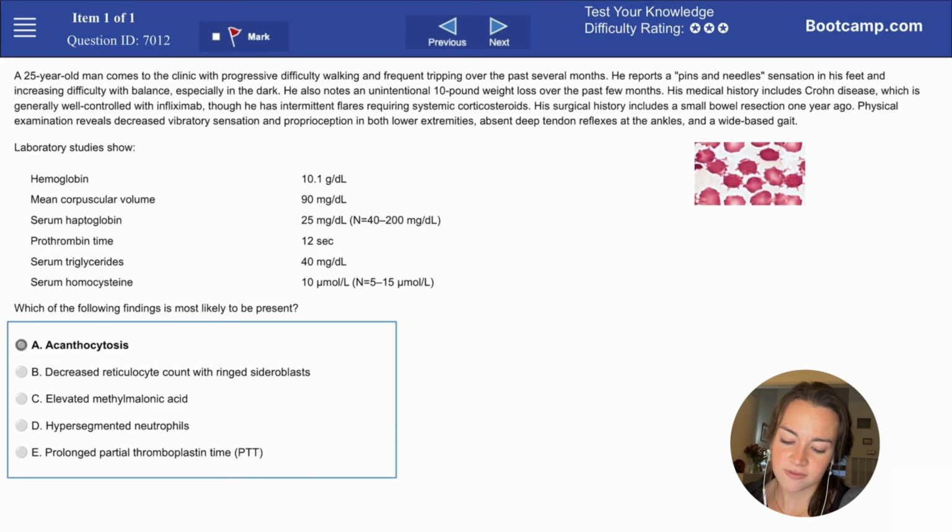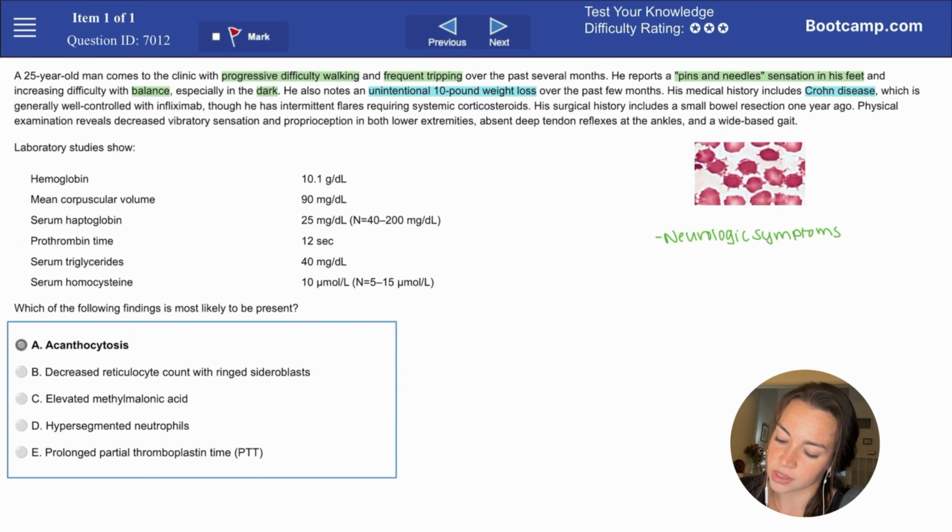All right, so we have a 25-year-old man who's coming to the clinic with progressive difficulty walking and frequent tripping over the past several months. He's reporting a pins and needles sensation in his feet and increasing difficulty with balance, especially in the dark. So this patient has several different manifestations of neurologic dysfunction. He's also noting an unintentional 10-pound weight loss over the last few months, and he has a medical history of Crohn's disease. It's generally well controlled with infliximab, though he has intermittent flares requiring systemic corticosteroids.